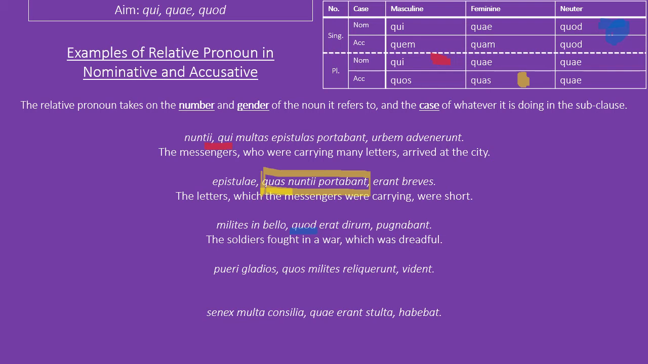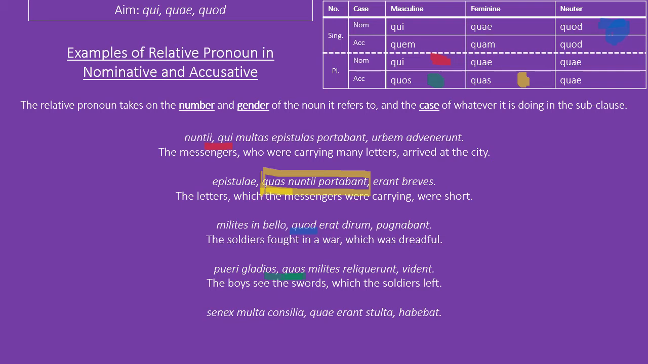Third sentence down, fourth sentence even, that's how numbers work. The pueri vident gladios. The boys saw swords. What type of swords? Quos. We can see that's definitely accusative. We know something's happened to the swords. So the swords, quos, which the milites reliquerant, the soldiers left. So we can see in this sentence, swords are accusative. And conveniently enough, they're accusative both in the main clause and in the subclause. So sometimes the cases match.